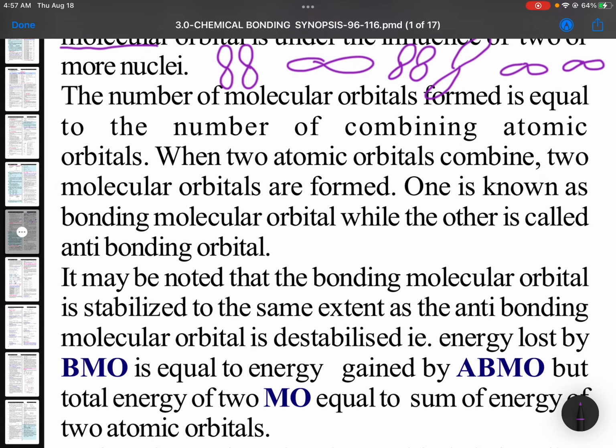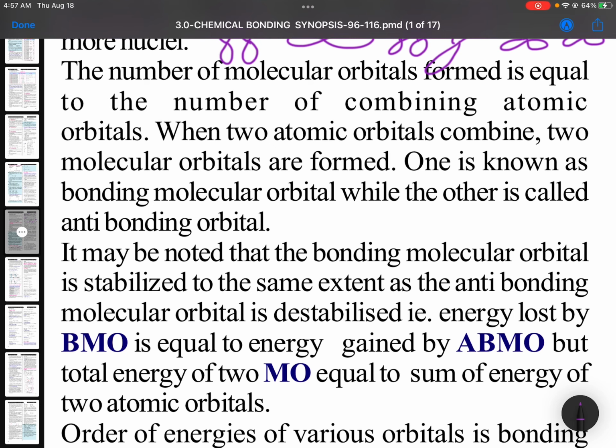The number of molecular orbitals formed is equal to the number of combining atomic orbitals. If two orbitals are combining, two orbitals are going to form. When two atomic orbitals combine, two molecular orbitals are formed, right? One is known as the bonding molecular orbital, BMO. Another is known as the anti-bonding molecular orbital, ABMO. It may be noted that the bonding molecular orbital is stabilized to some extent as the anti-bonding molecular orbital is destabilized. That is, energy lost by BMO is equal to the energy gained by ABMO, but the total energy of the two molecular orbitals equals the sum of the energy of the atomic orbitals.